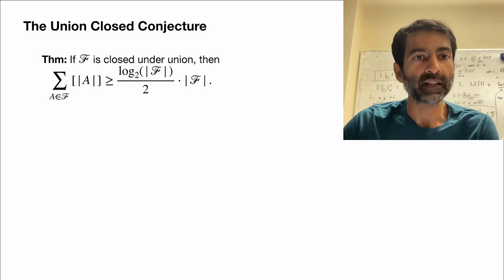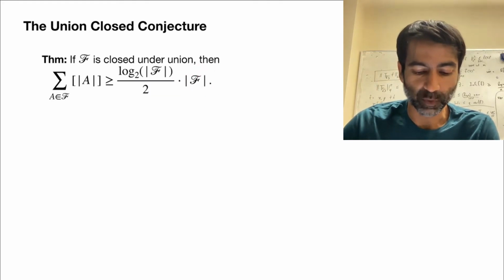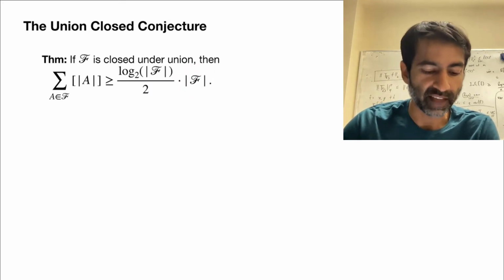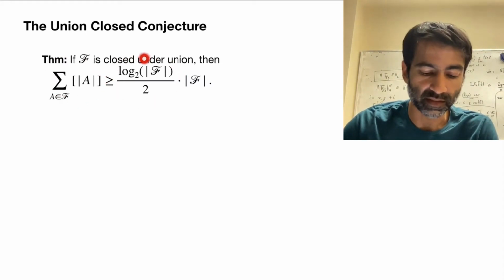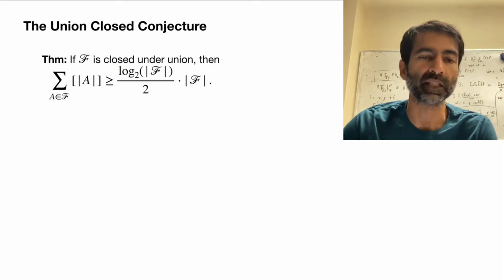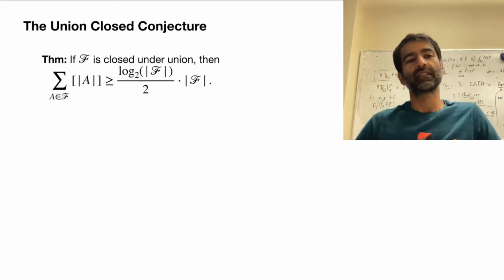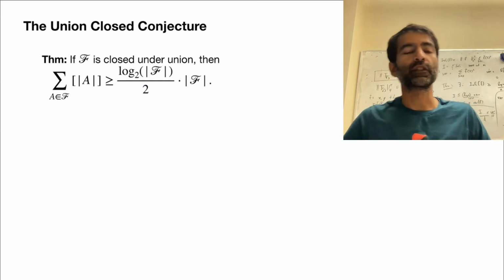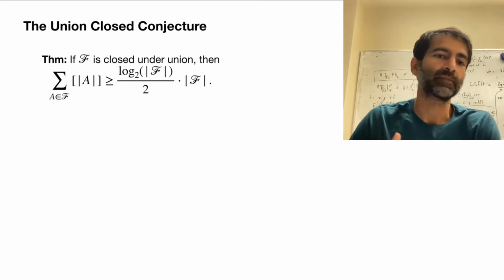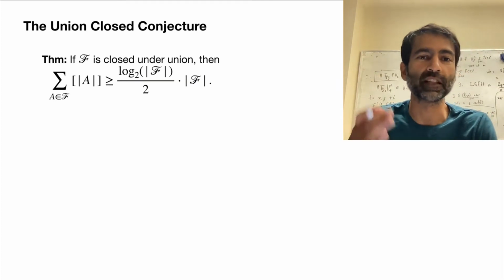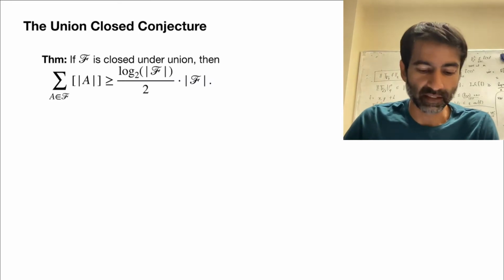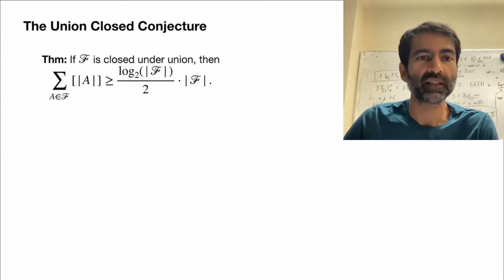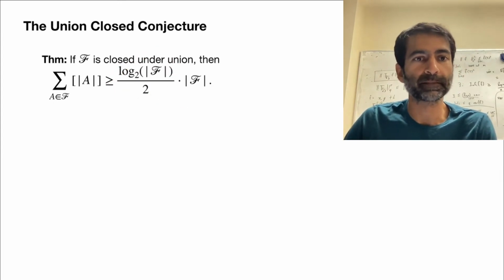Another way to think about this is that if you divide both sides by the number of sets in the family, this says the average size of a set in the family is at least the log of the number of sets in the family divided by 2. And that's tight because if you consider the family of all subsets of the elements 1 through n, then this family is certainly closed under union, and the number of sets is 2 to the n, so here you get n over 2, and that exactly matches this bound.